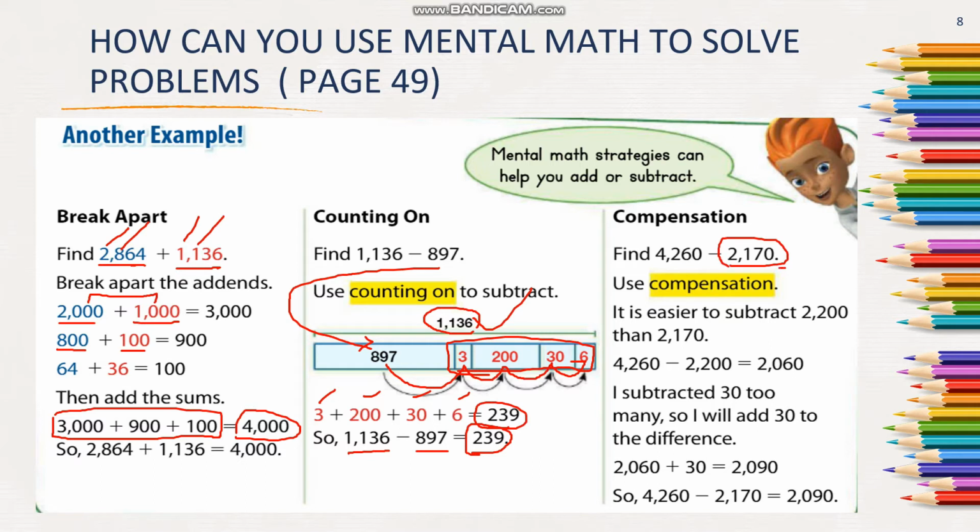2,170, I will change it into 2,200. So here I added how many? I added 30. Then I'm going to subtract now 4,260 minus 2,200. So that is equivalent to 2,060. Then you subtracted 30 too many, so you will add 30 to the difference. So 2,060, then you added 30, the total is 2,090.